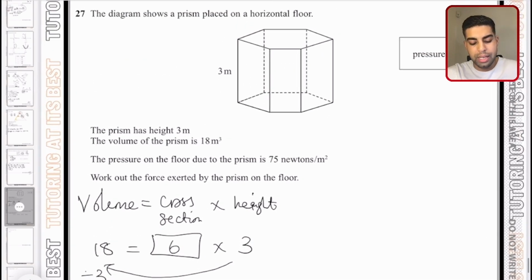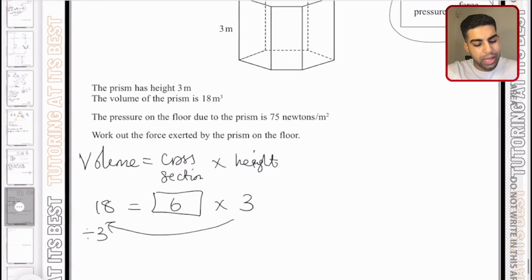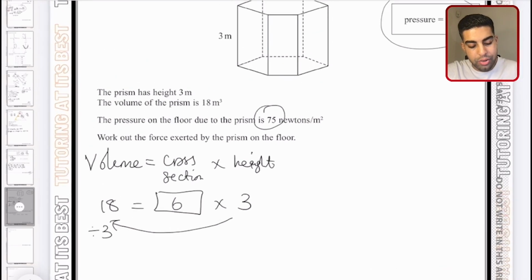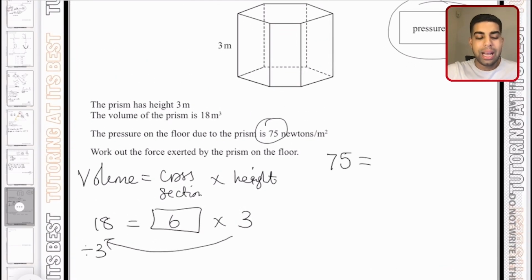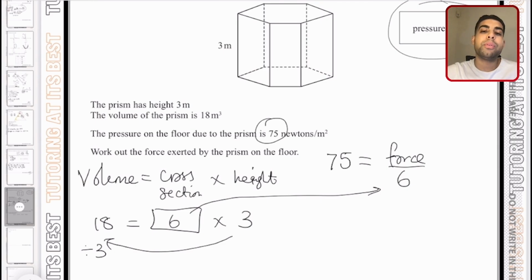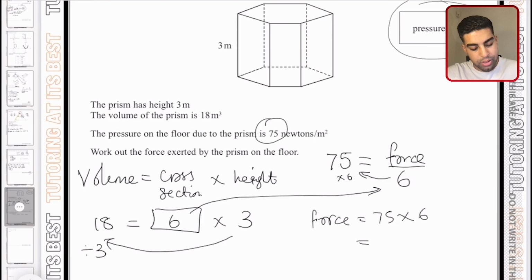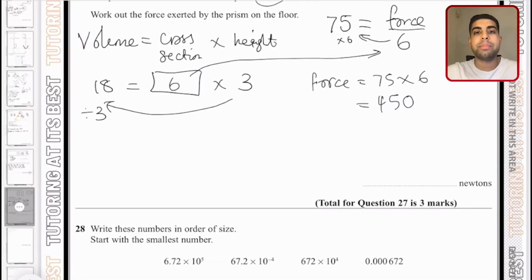Then we're going to use the formula that they've given us, that pressure equals force divided by area. So we have our pressure, which is 75 newtons, and we also understand that our area is 6. That's our cross-section. So our force divided by 6 gives us 75. Let's make our force the subject. So this divided by 6 will come over and we'll make it multiplied by 6. So force equals 75 times 6, which is 450 newtons. So we now know that the force exerted by the prism on the floor will be 450 newtons.